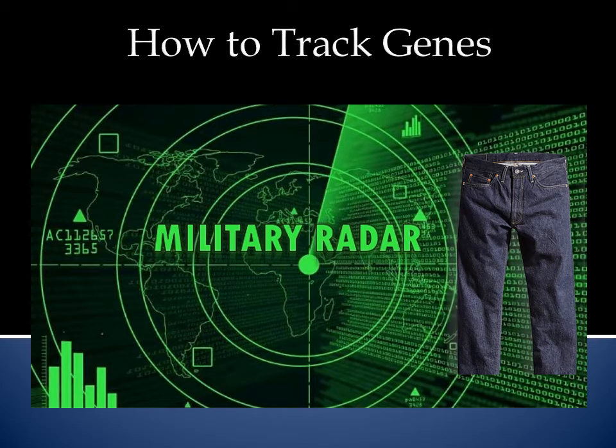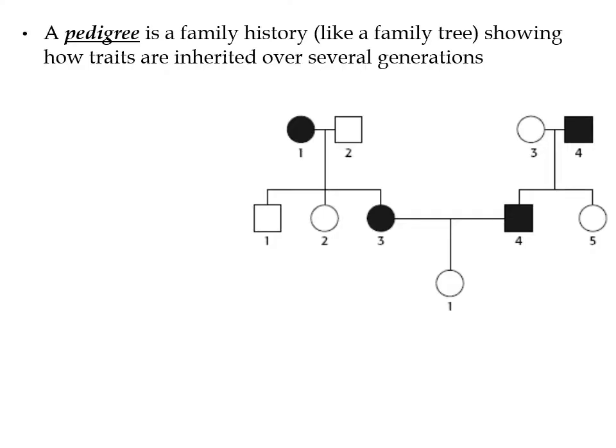For the last part of our chapter, we'll take a look at how we can follow the presence of genes and track them through the generations of a family tree. This is a pedigree chart, and it's essentially just a big fancy family tree with information about different traits instead of just showing how people are related.